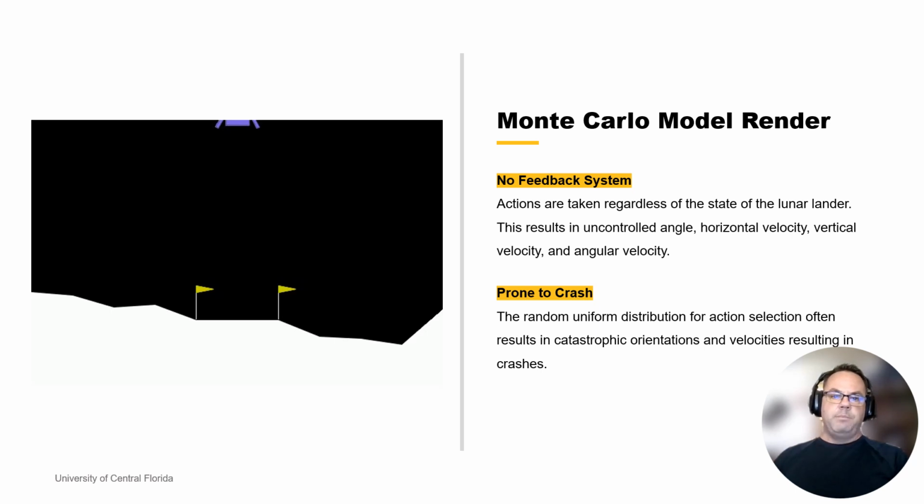First, we will look at the Monte Carlo model render of one of the episodes of Monte Carlo. Of note, there is no feedback system for choosing the next step. Actions are taken regardless of the state of the lunar lander. This results in uncontrolled angle, horizontal velocity, vertical velocity, and angular velocity. Additionally, it is prone to crash. The random uniform distribution for action selection often results in catastrophic orientation and velocities resulting in crashes.